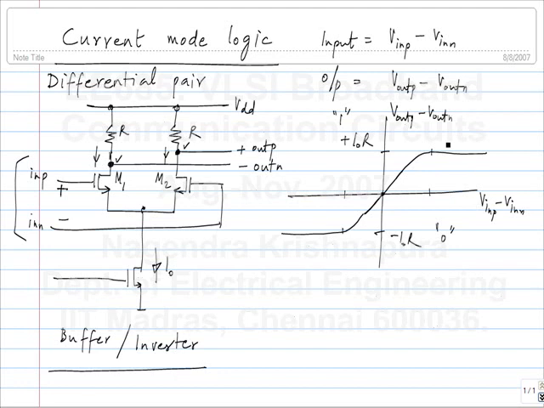What is the input voltage at which you have saturation? What is the input voltage beyond which the output is plus I0 R? Why are we even trying to calculate this? What is the significance of this? Okay, so first let's say what is this value? What is the value of the input beyond which it saturates?